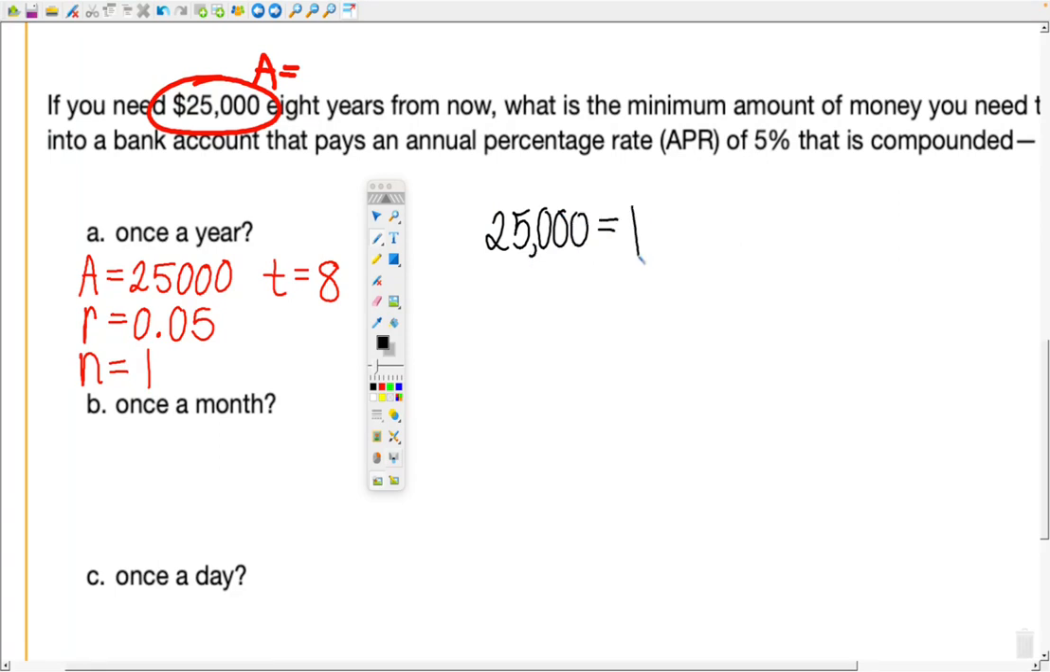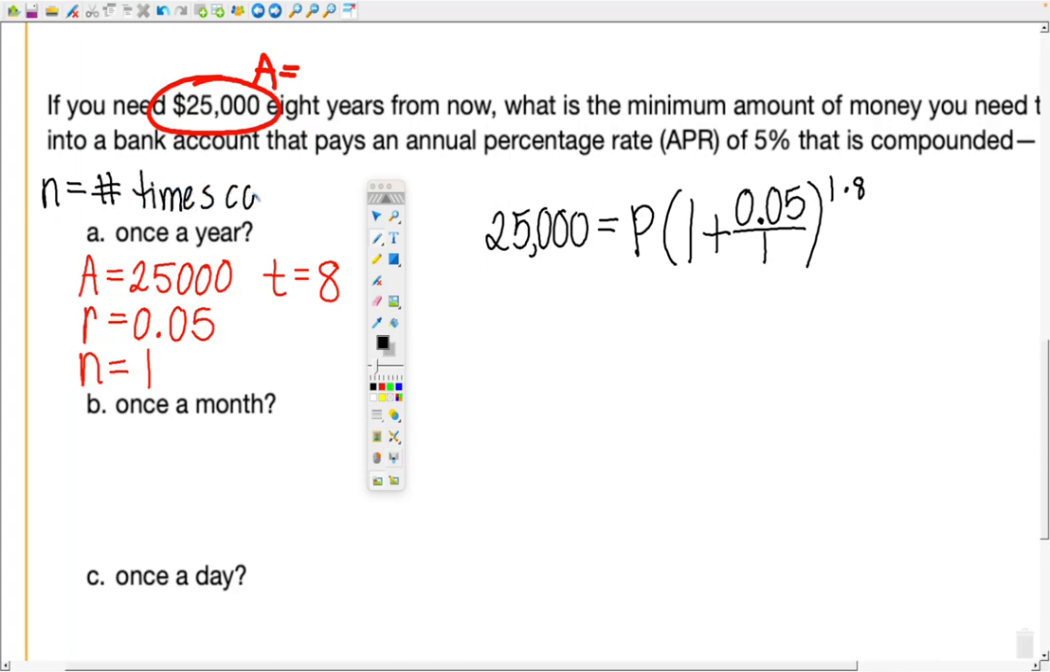Since I don't know the P, I'm gonna put that variable. But everything else that I do know, I'm gonna put in place. So I know 1 plus 0.05 goes over 1, and I'm raising it to the power of 1 times 8. Is N always one? No, N will be based on the number of times compounded, okay? N is always the number of times that it's being compounded.